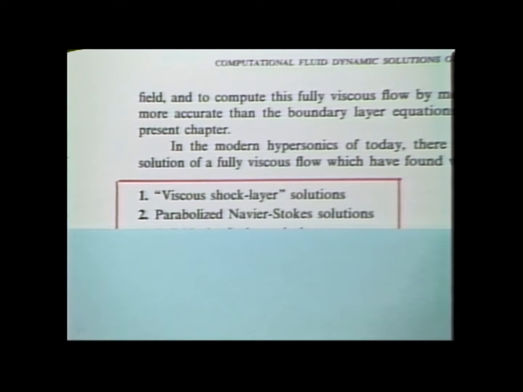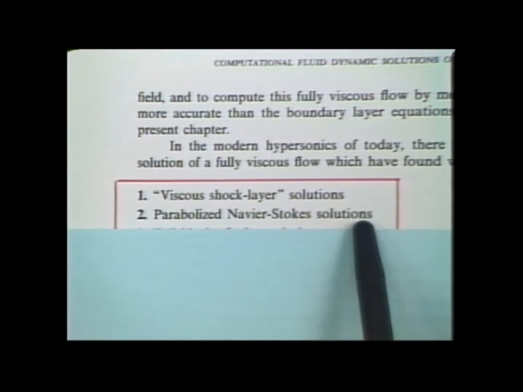You look at your Navier-Stokes equations and you have viscous terms in the flow directions, derivatives in the flow directions, and you put all those equal to 0. And you keep the viscous terms in the y and the z direction. The resulting system of equations that you get are the parabolized Navier-Stokes solutions.